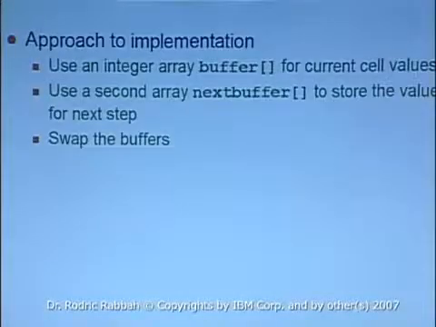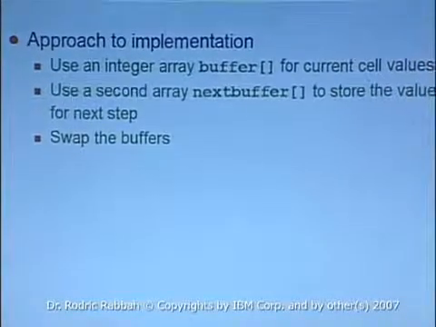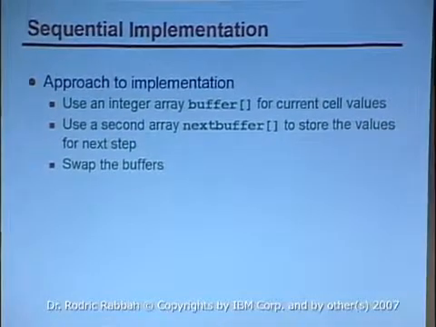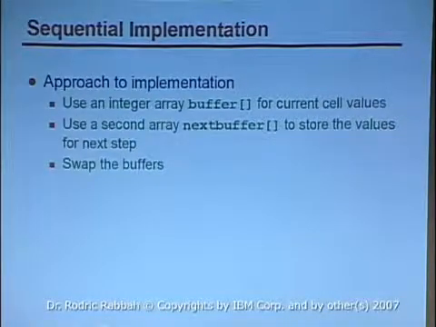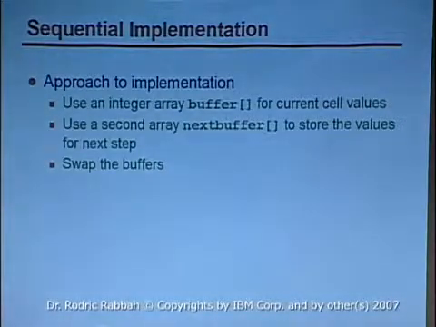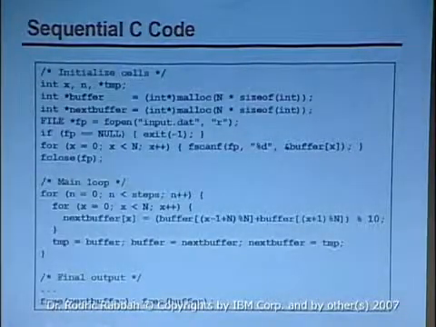So what's a straightforward sequential implementation? Well, you can use two buffers, right? One for the current time step, and you do all the calculations in that. And then you use another buffer for the next time step, and then you swap the two. And so the code might look something like this.